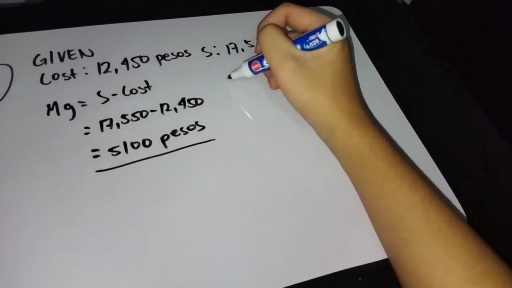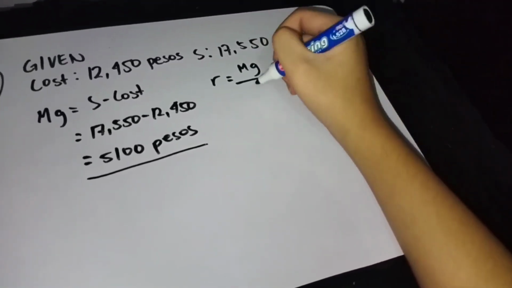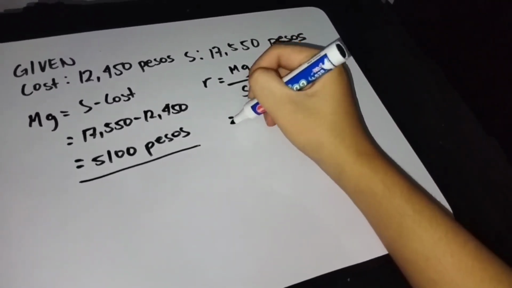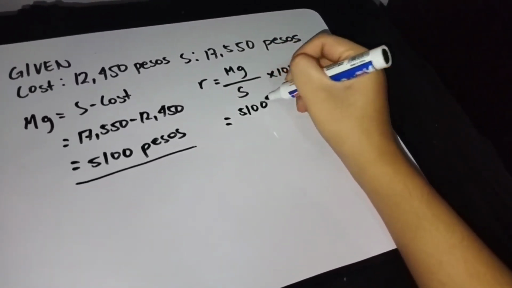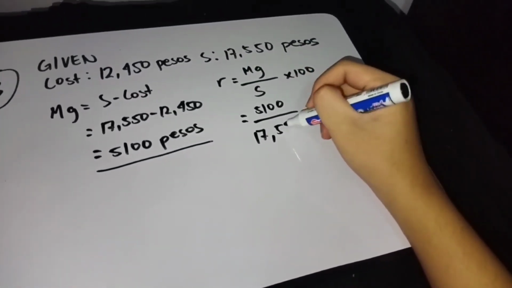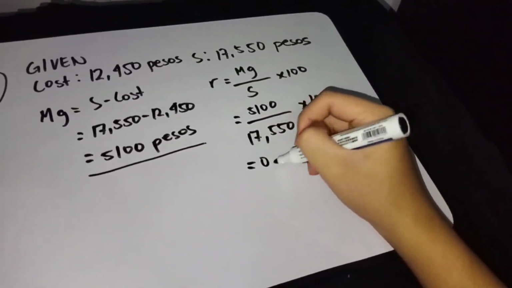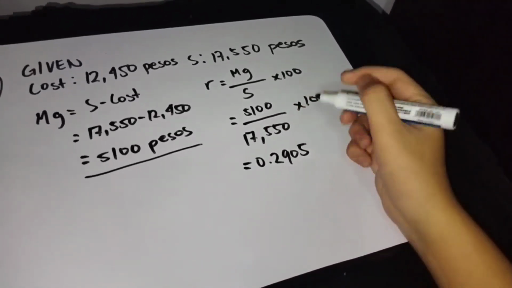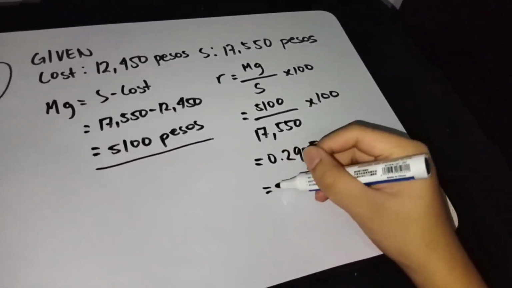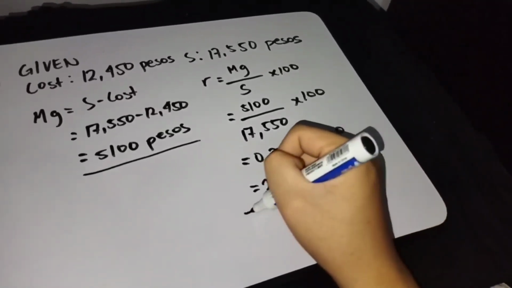The problem is asking us to find the rate. So, we are going to use the formula gross margin divided by selling price times 100. That would be 5,100 pesos divided by 17,550 pesos times 100. Substituting, we get 0.2905 times 100, and the answer would be 29.06%. So that is now the rate.